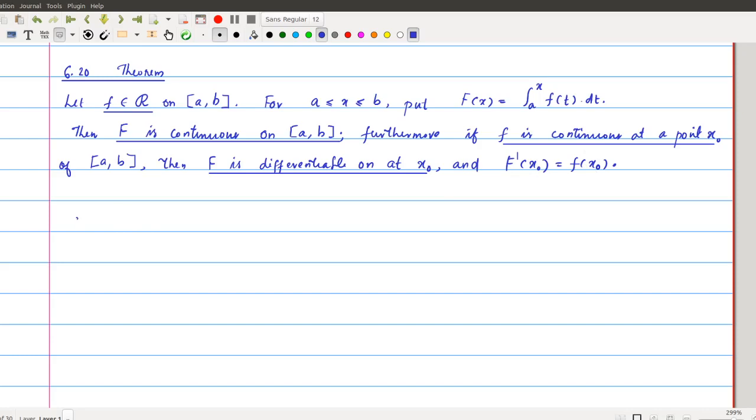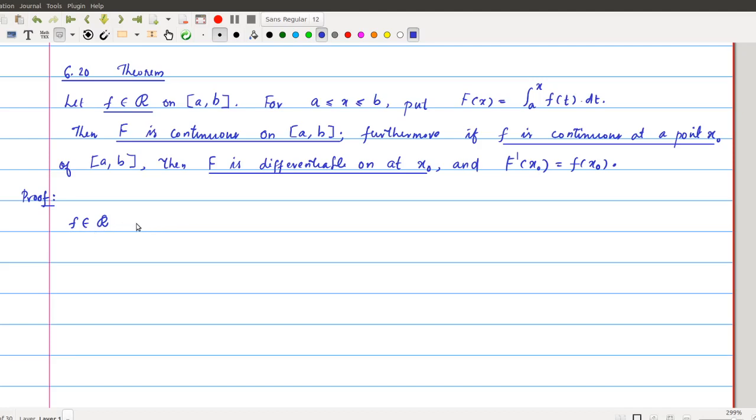So we start with f belongs to R. This is the proof. This is Riemann integrability. We have to prove that this capital F is continuous on [a, b]. If capital F is continuous on [a, b], then that continuity is uniform continuity. So in fact, we will prove the uniform continuity of this capital F. In order to prove the uniform continuity, we start with f belongs to R.